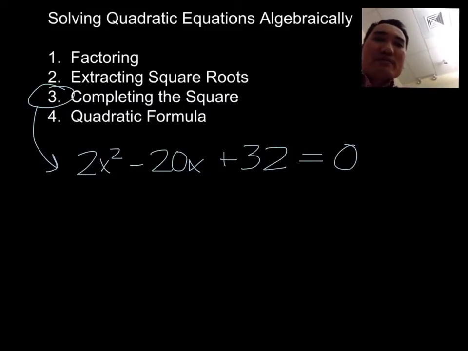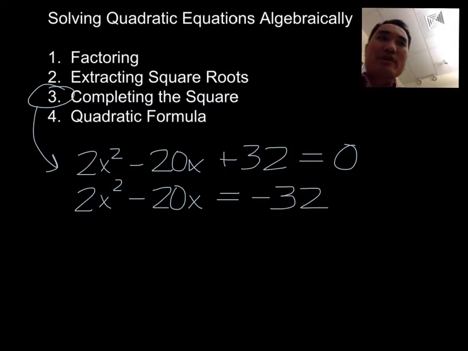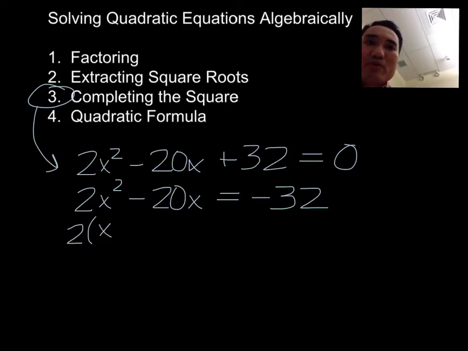The first step to completing the square is that you have to move everything that does not have a variable with it to the other side. So here I'm moving 32 to the other side. Then the second step is I have to factor out a 2 from both the quadratic term and the linear term. And so I have this.